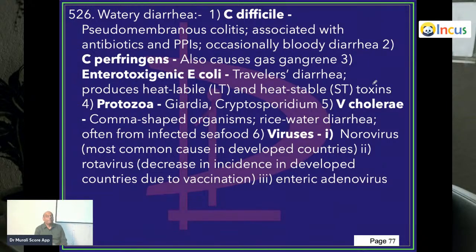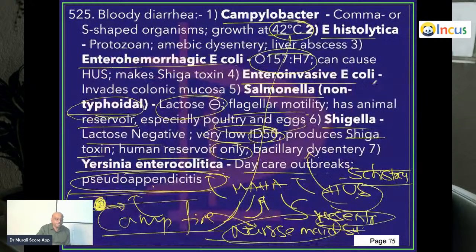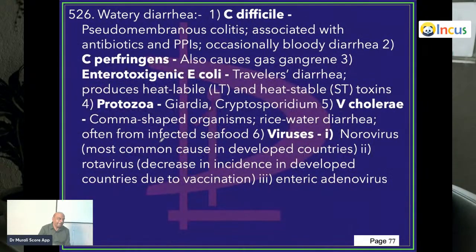So that is dysentery, doctor. Then comes watery diarrhea. What are the organisms you'll remember for watery diarrhea? Once more, please don't forget: Campylobacter, enterohemorrhagic E. coli, enteroinvasive E. coli, non-typhoidal Salmonella, Shigella and Yersinia enterocolitica lead to dysentery, bloody diarrhea. Watery diarrhea: Clostridium difficile, Clostridium perfringens, enterotoxigenic E. coli. Invasive and hemorrhagic E. coli are all dysentery. Then protozoa like Giardia and Cryptosporidium. Then Vibrio cholerae. And very commonly viruses lead to diarrhea.